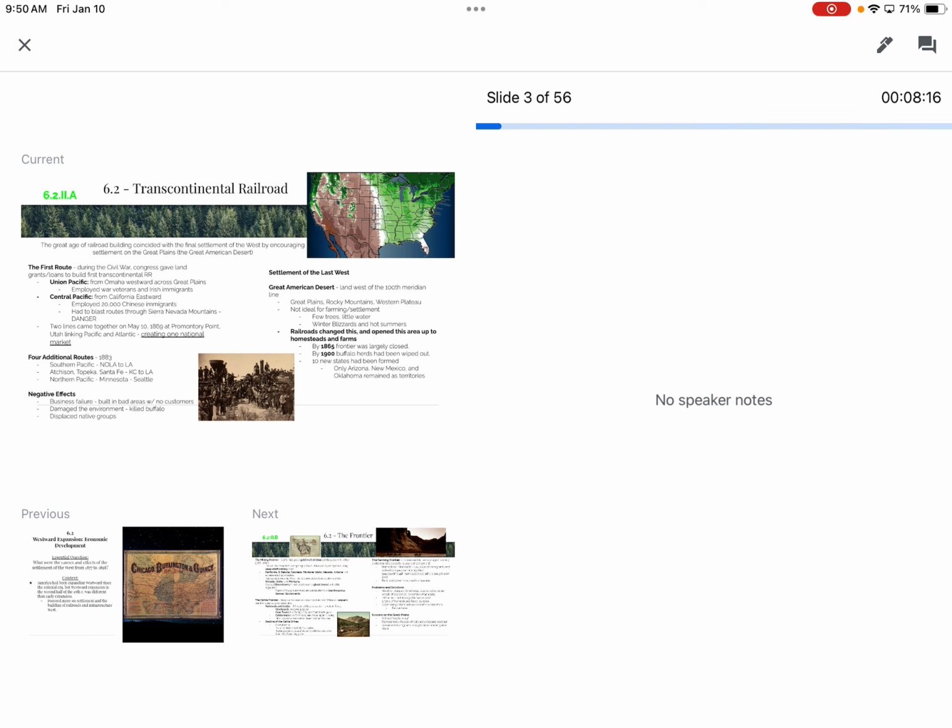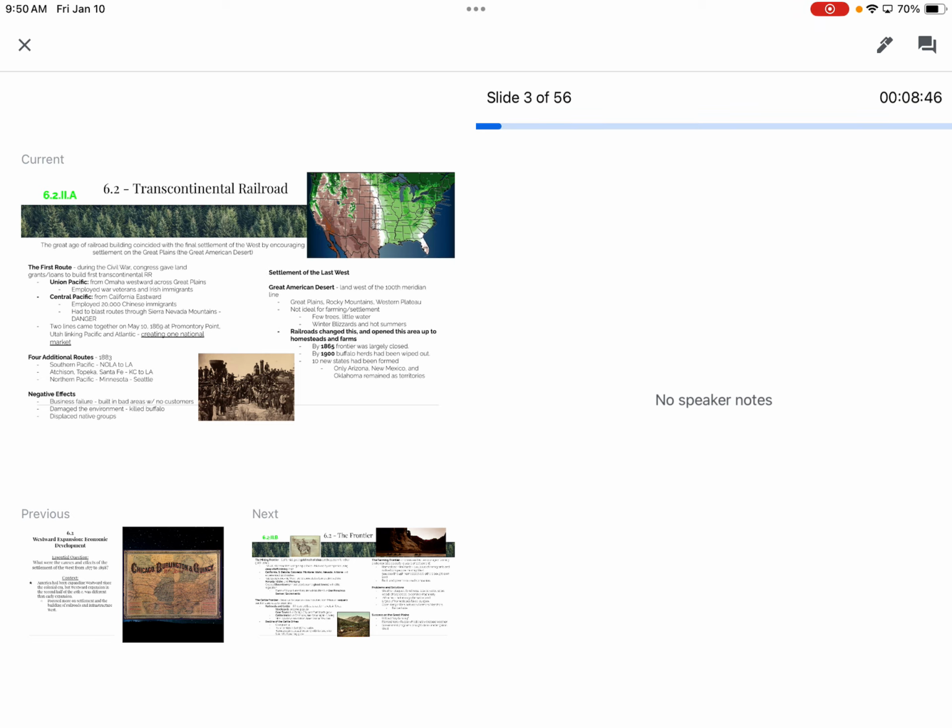Okay, and then Omaha all the way across the Great Plains, and then we have the Central Pacific. But we get all these other smaller railroads. What's NOLA? You see NOLA there. What city is that? Anyone? New Orleans, Louisiana, NOLA, to Los Angeles.